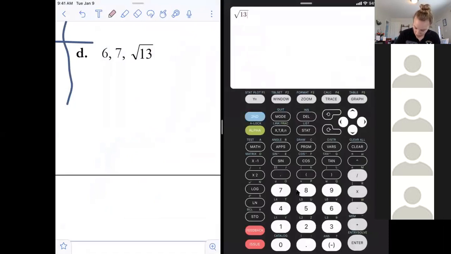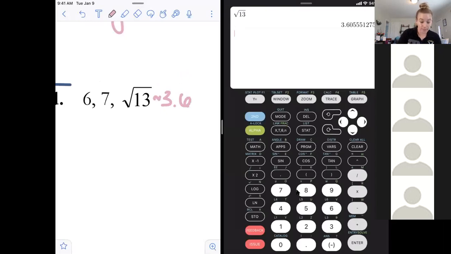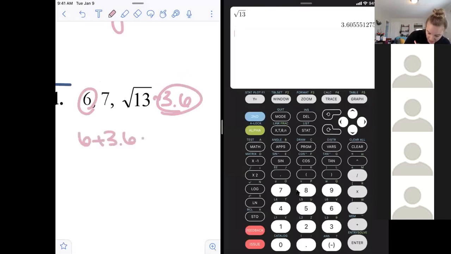Square root of 13. And I get 3.6, blah, blah, blah. So instead of root 13, I'm going to think of this as 3.6. All right, cool. That helps a lot, because that tells me 6 and this 3.6 are my two smallest sides. So I need to do 6 plus 3.6 and see if that is greater than 7. That becomes 9.6. Oh, for sure, that's definitely bigger than 7.